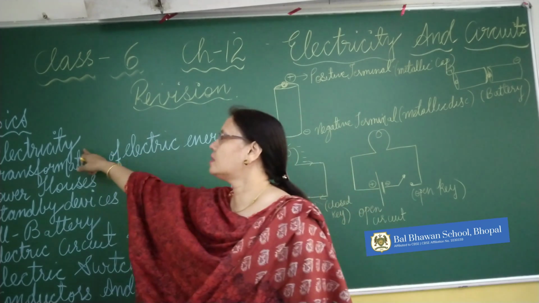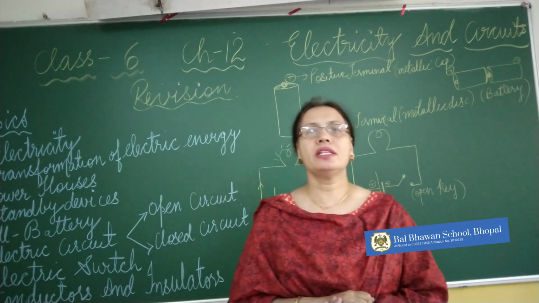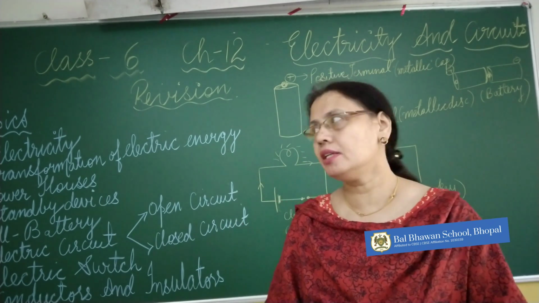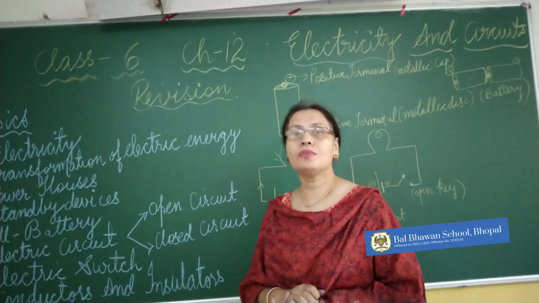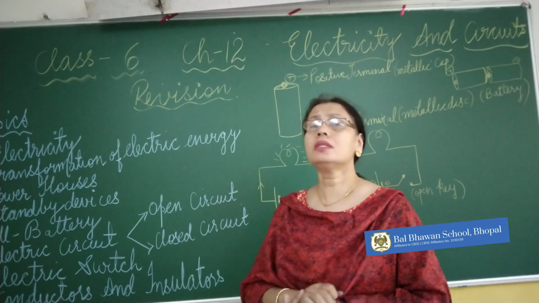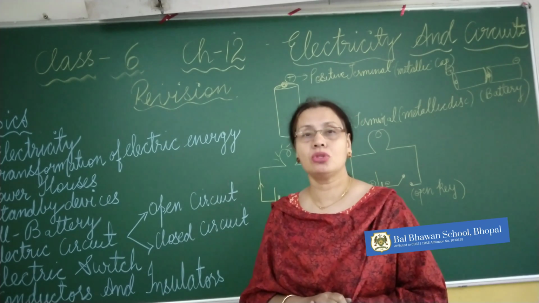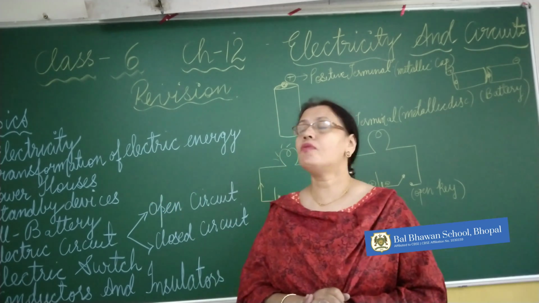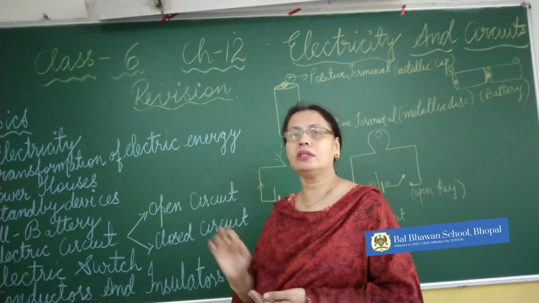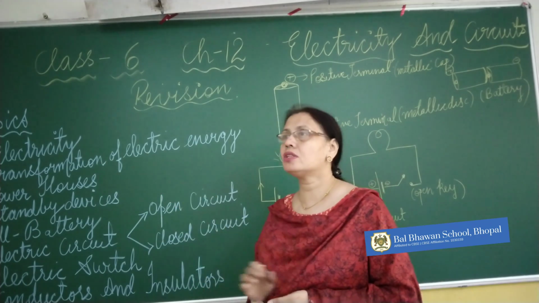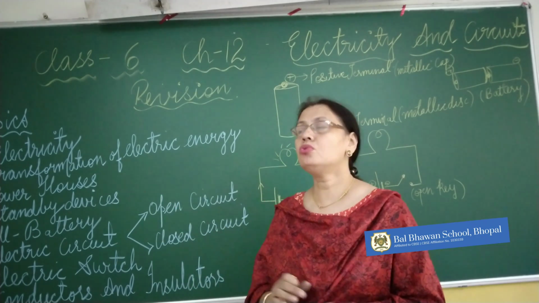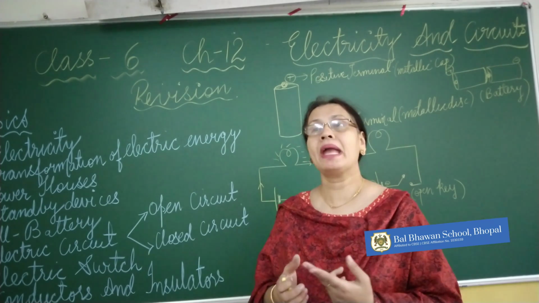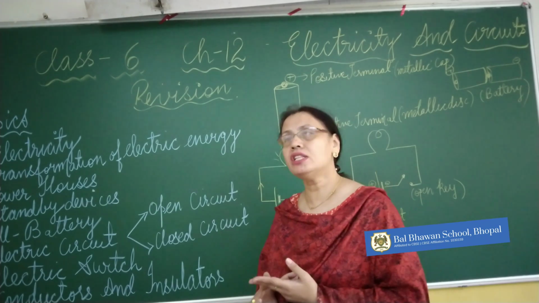Let's start with electricity. Electricity is an efficient, pollution-free and useful form of energy. Just like other forms of energy, this cannot be created or destroyed. So, it only changes its form from one form of energy to another form of energy. That means electrical energy changes into light energy, sound energy, mechanical energy, magnetic energy and heat energy.